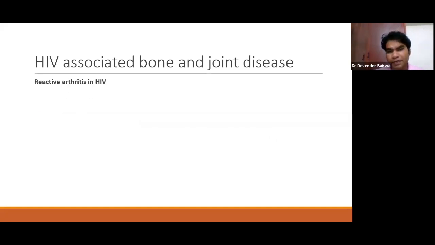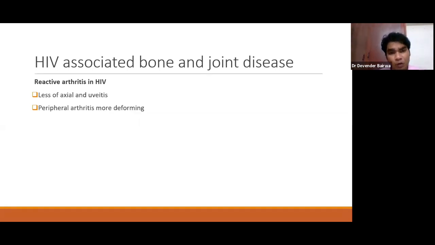Reactive arthritis in general and reactive arthritis in HIV is an important topic to understand, because there are so many differentiating features. So see all these points. These points used to be favorite MCQs earlier. So when reactive arthritis happens in HIV, there will be less axial involvement and less uveitis.